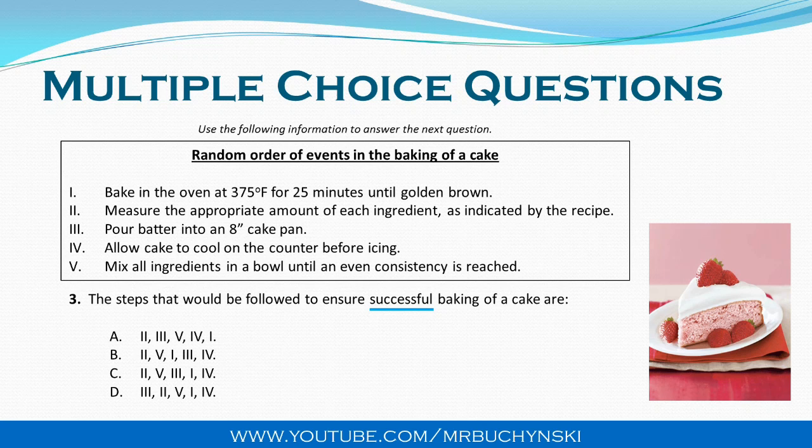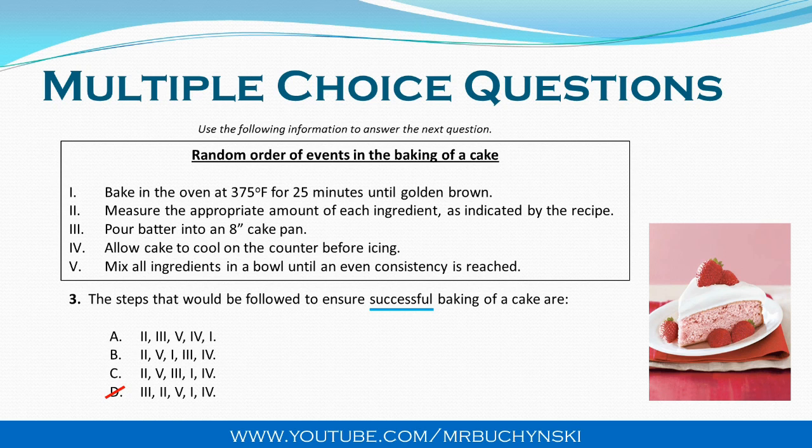So usually the best thing to do is to take a look at the first set of events, and I can see here that 3 of the answers have number 2 and 1 of the answers has number 3. So should I be measuring the ingredients first or should I be pouring the batter into the pan? Well, if I recall, you can't really have batter without mixing the ingredients up, so I can probably eliminate answer D.